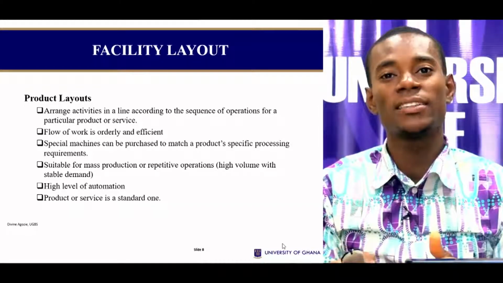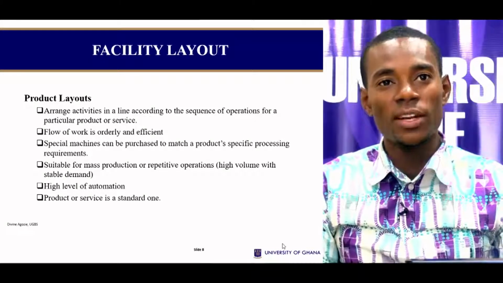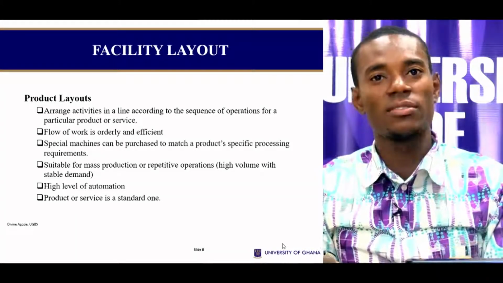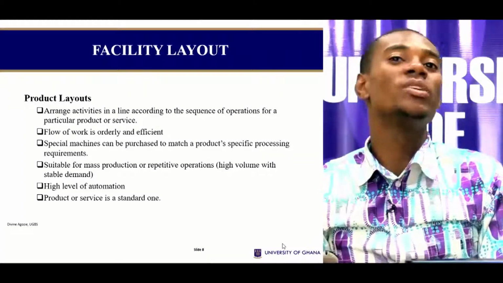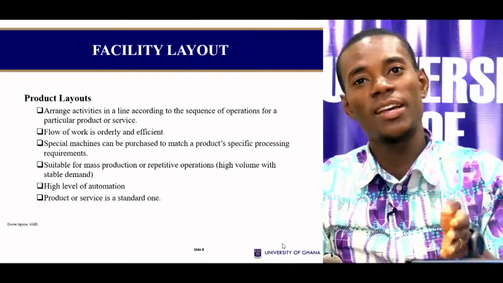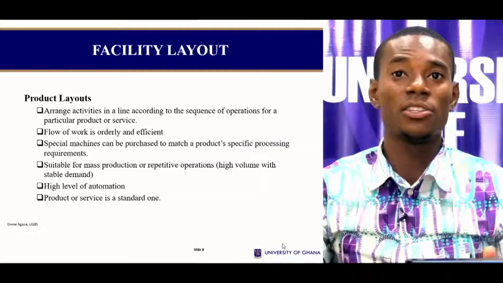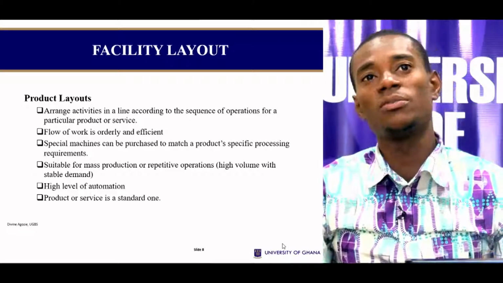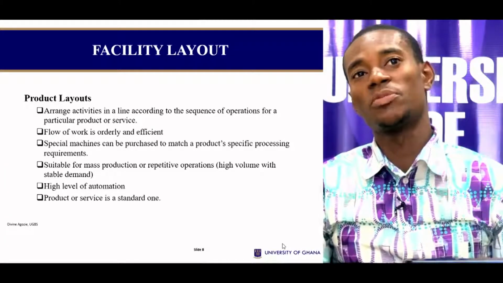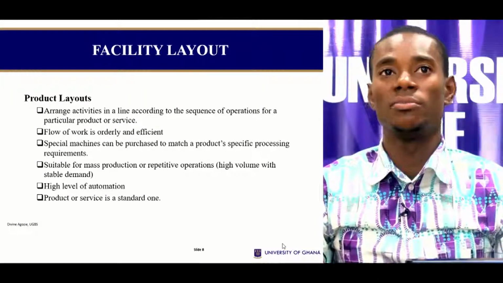Hardly would you find us going back and forth within the same production line. Once the finished item at one point moves to the second step, it shouldn't come back to the previous step that it moved from. So it moves from one point to the other until it comes off at the end as a finished product. And so we see special machines can be purchased to match the product-specific processing requirements, and there's a high level of automation in this kind of layout.